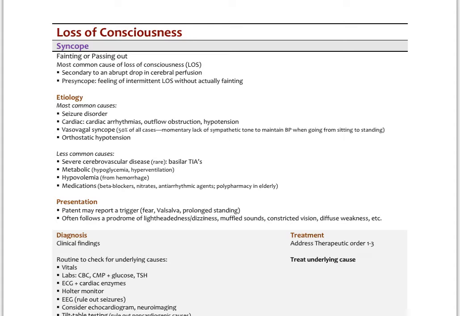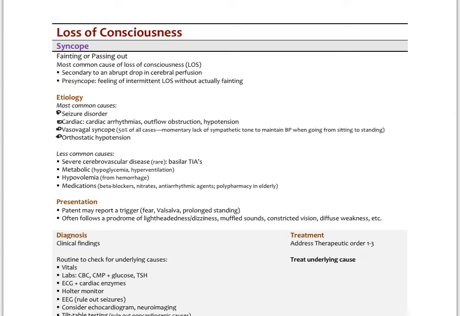The most common causes would be seizure disorders, cardiac arrhythmias or cardiac outflow obstruction, hypotension, low blood pressure, vasovagal syncope. This is about 50% of all cases. That's a momentary lack of sympathetic tone, so you can't maintain your normal blood pressure, especially when going from sitting to standing. So people feel pre-syncope or even faint when they stand up. And that's often related to orthostatic hypotension, low blood pressure.